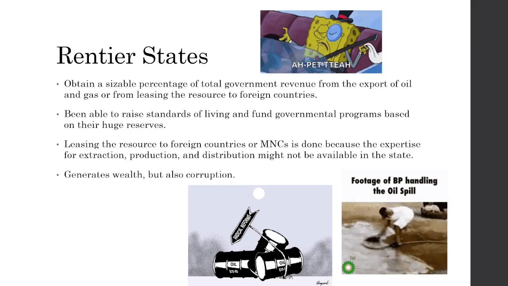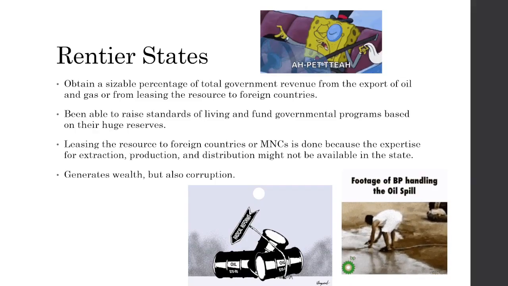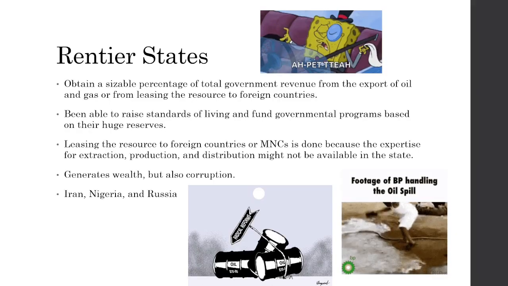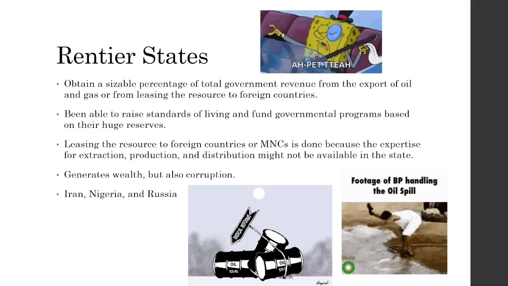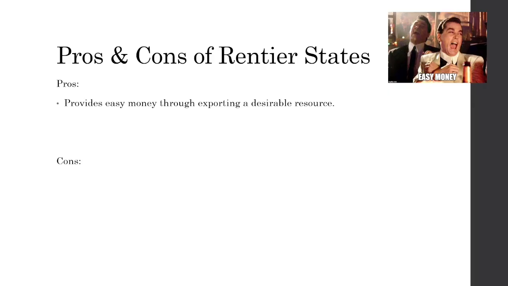It also can generate wealth, but it can also generate corruption. Because what doesn't generate corruption? And in our course, Iran, Nigeria, and Russia are our rentier states. So what are the pros and cons to being one of these states? Well, the pros is it provides easy money through exporting a very desirable resource. People like oil. It's used for so much of production.